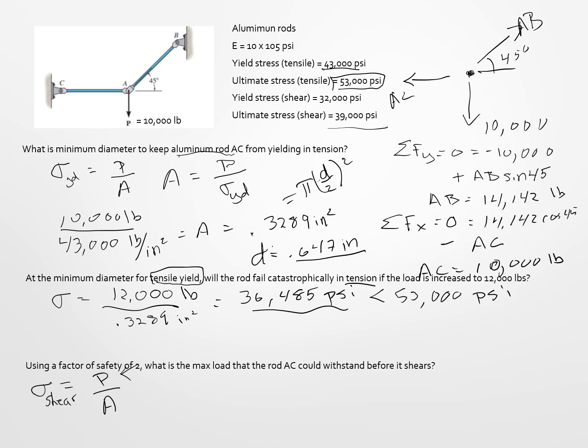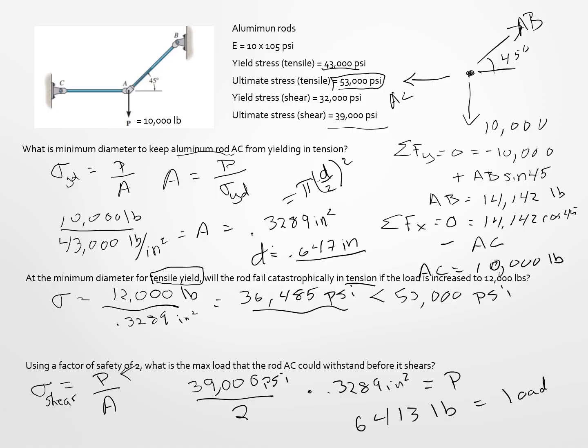So I'm going to take that 39,000 psi and divide it by 2, and then multiply it by this area, which is 0.3289 inches squared, in order to get the load. And if I calculate that out, my load is 4,317 pounds, and that would be the max load that this rod could withstand in shear with a factor of safety of 2.